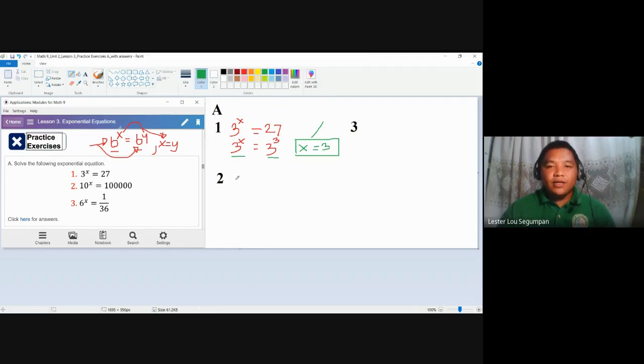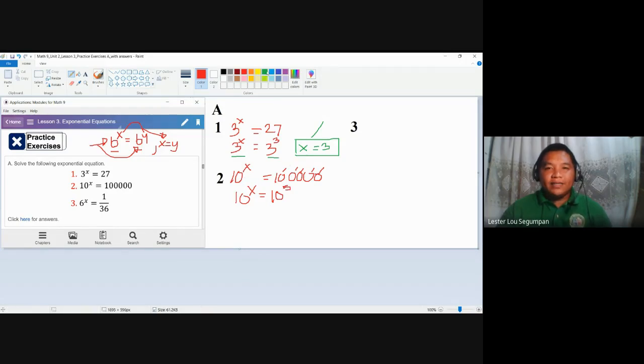Let's have number 2. Number 2 is 10 to the power of x equals 100,000. Okay. We can express both as base 10. I mentioned earlier that you could choose prime numbers, but it's easy to use 10 here because we know that this is also a product of base 10 because we only have zeros here. So we can have 10 to the power of x is equal to 10 to the power of how many zeros? 1, 2, 3, 4, 5. 10 to the power of 5.